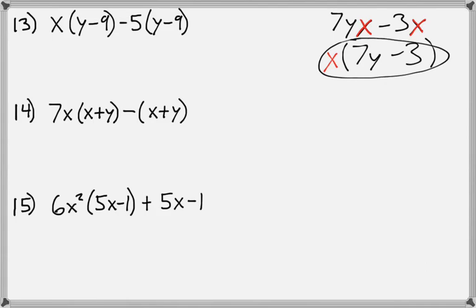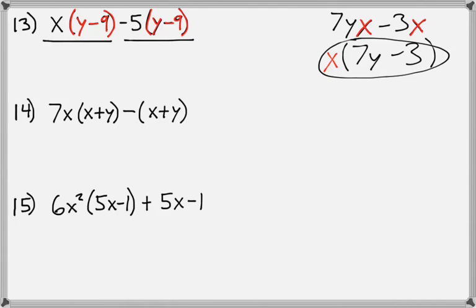So I just want to use color with stuff we've already done and link it to what we're doing here. So technically my two terms are this and this. And what they have in common is actually this binomial, y minus 9. So they both have a y minus 9. That's what's common to these two terms. That is actually the GCF of these two terms.